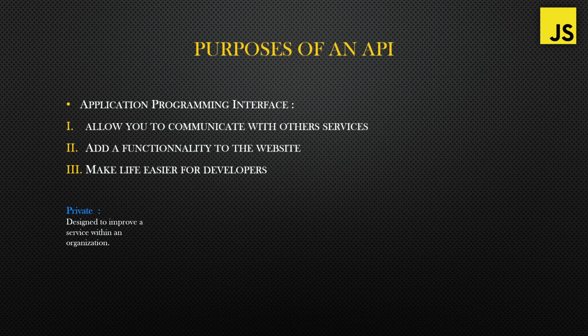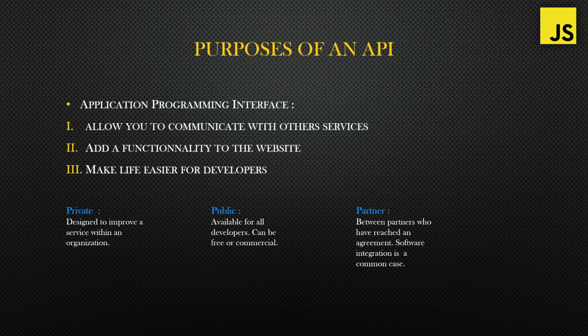There are three different types of API. You have the private API. It is designed to improve a service within an organization. You have a public API. This is available for all developers. It can be free or commercial. Commercial means you have to pay for it. And a partner API. This is between partners, and software integration is an example.